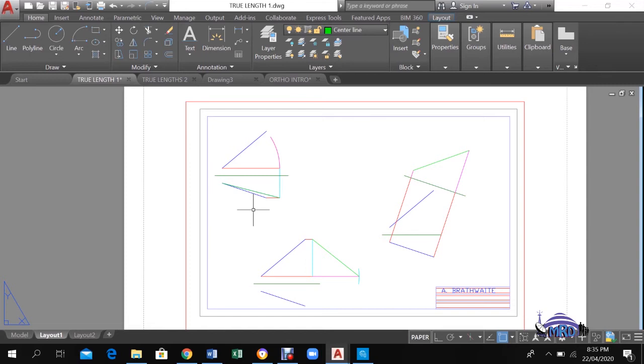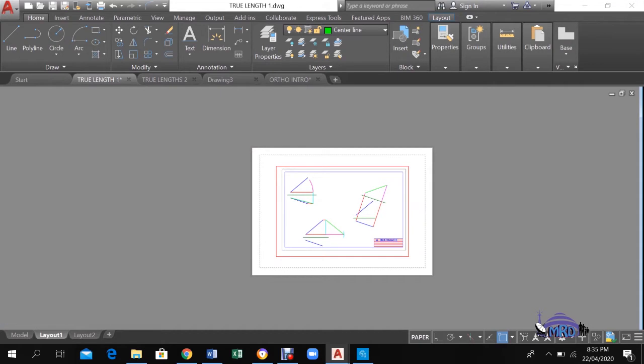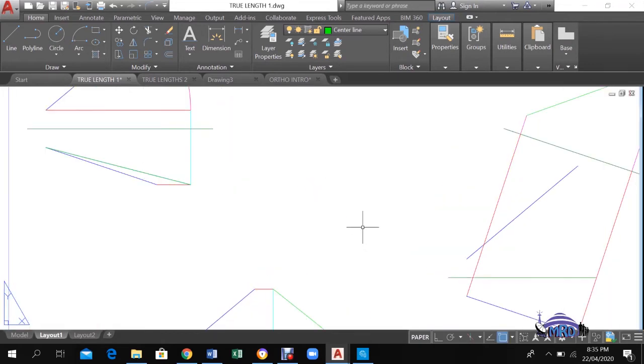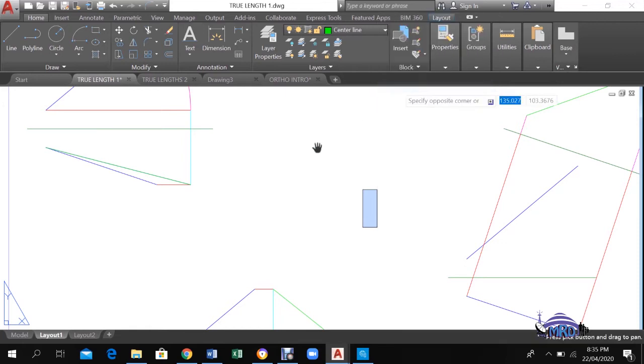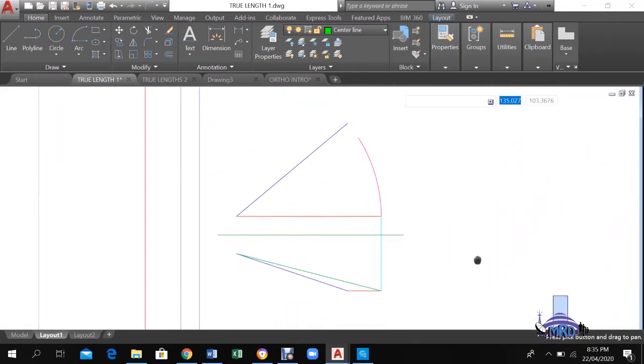This page shows you 3 constructions, and each construction is a different method for determining the true length of a line. What you will basically have is 2 views of a line represented, and then you'll be required to use those 2 views to produce the true length of the line.